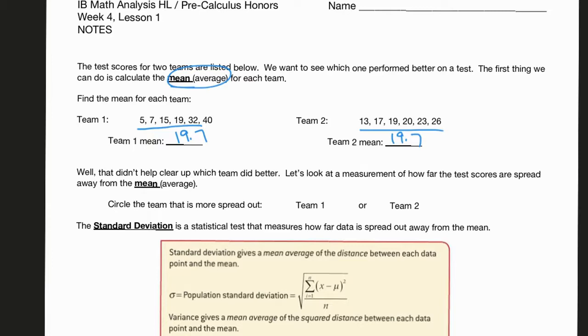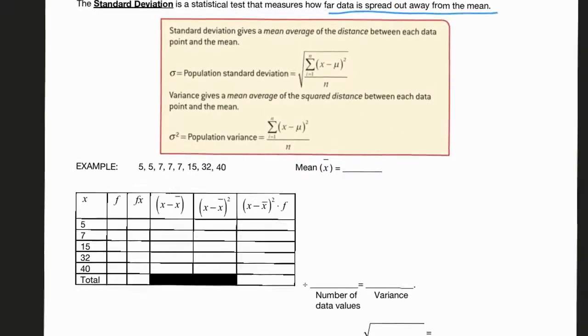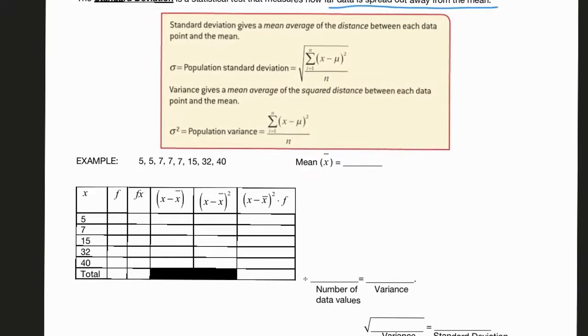So instead, we're going to look and see which team is more spread out. That's what standard deviation measures. It's how far data is spread away from the mean. So just glancing, which team do you think is more spread out? It's definitely team one. So we're going to take a look at the standard deviation instead.